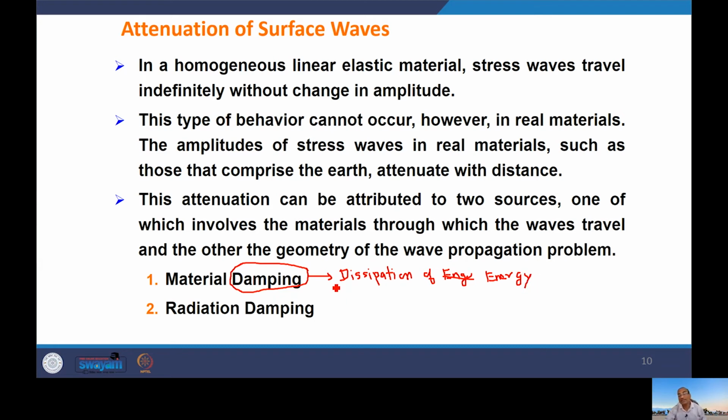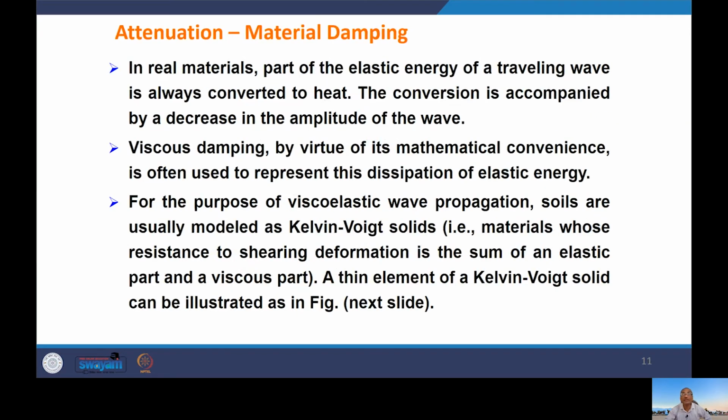And another thing could be that when the waves are traveling through, they are spreading in this large medium, that is the geometrical spreading, and then in that case it will be called radiation damping. Now when we talk about attenuation by material damping, in real materials, part of the elastic energy of a traveling wave is always converted to heat, and this conversion is accompanied by a decrease in the amplitude of the wave. And viscous damping, by virtue of its mathematical convenience, is often used to represent this dissipation of elastic energy.